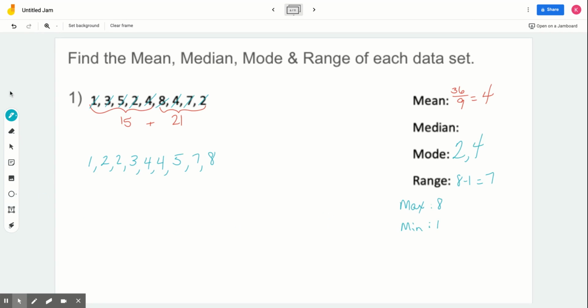Now for the median. Again, starting on each side, mark one out or mark one showing that you're counting towards the middle, going back and forth from each side. Now I get to the middle, and this time there's only one number. So that number is my median, and it is also 4.